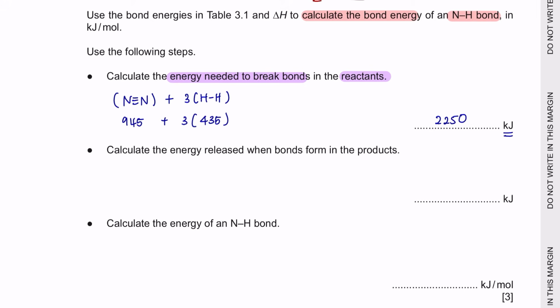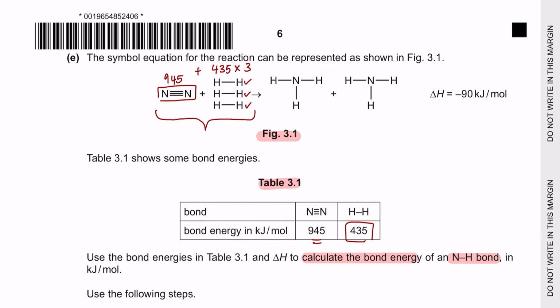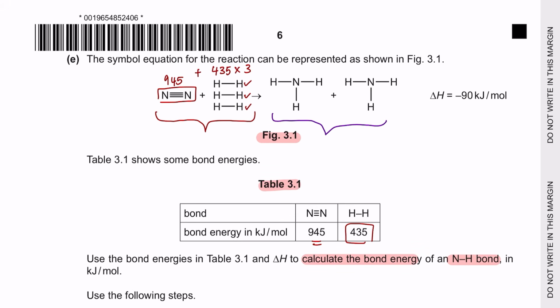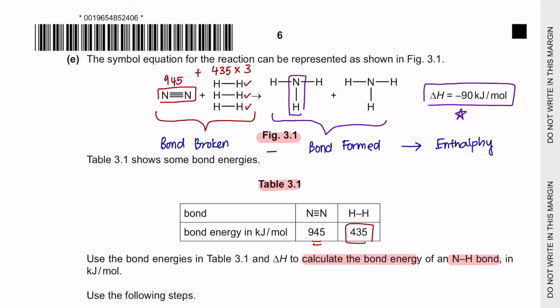Next, we are asked to calculate the energy released when the bonds are formed in the products. So this here is the product. However, we don't have the value of the NH bond, so we can't find it using the same method that we use for the reactant. However, we are given the enthalpy change, which is negative 90 kilojoules. To get this value, it is the energy for bonds broken minus the energy from bonds formed, giving us this value.